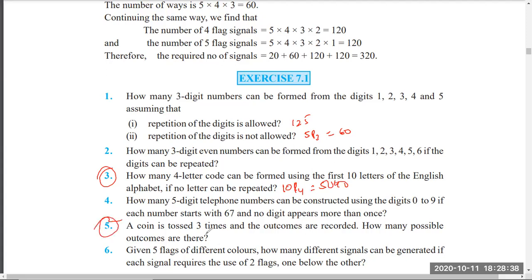Question number 5: a coin is tossed 3 times and the outcomes are recorded. How many possible outcomes are there? A coin will have either head or tail, right? So it is tossed 3 times. So how many possible ways do you get? Three tosses means you'll get 3 results. If repetition is allowed, then 8. Yes, repetitions are allowed. 8, because in each case you will get 2, 2, 2, right? So that is 8.